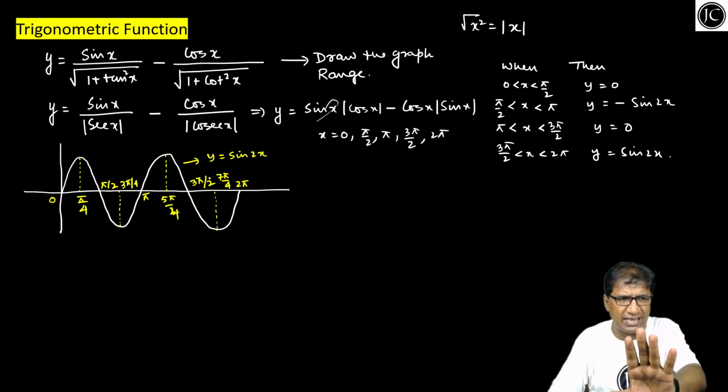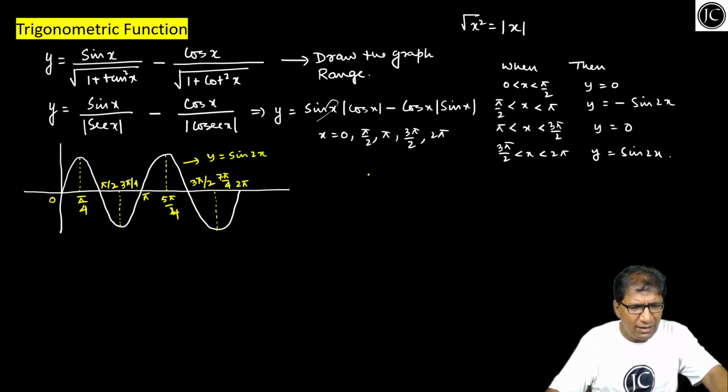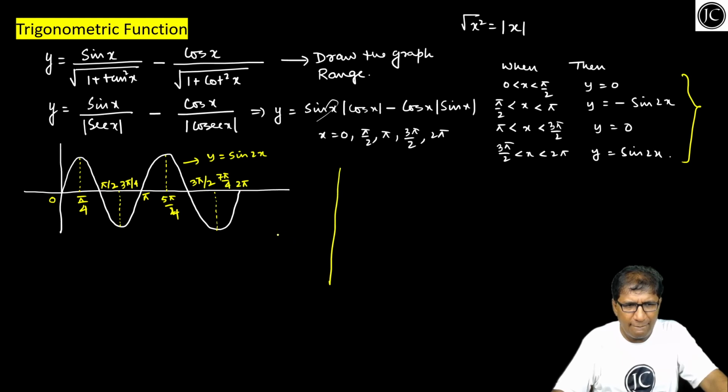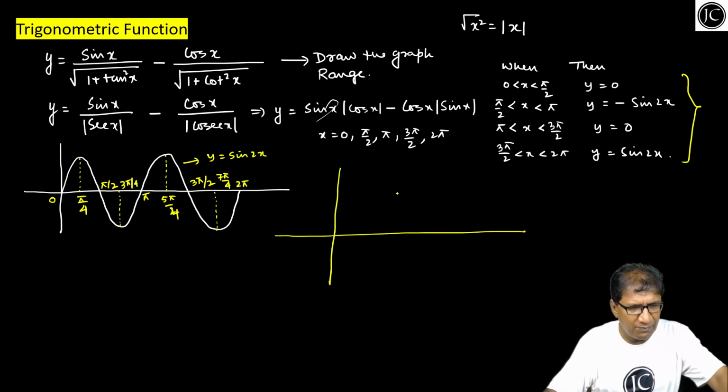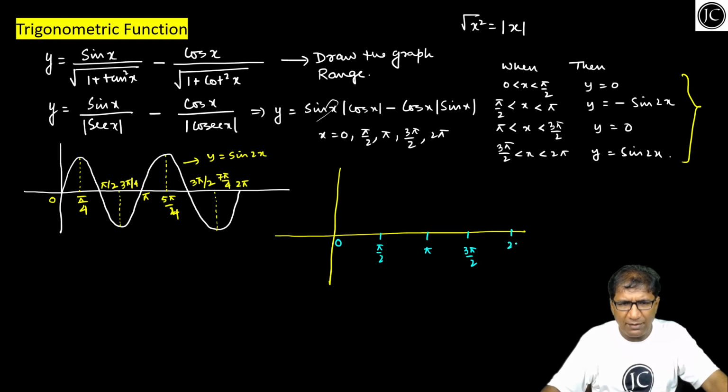We will need this thing. Now let us come to the actual function, that is, we want to draw the graph of this portion. So let us just try to draw that. Now look at it very carefully. This is 0. Let us say this is pi by 2. This is say pi. This is say 3 pi by 2. And this is say 2 pi.